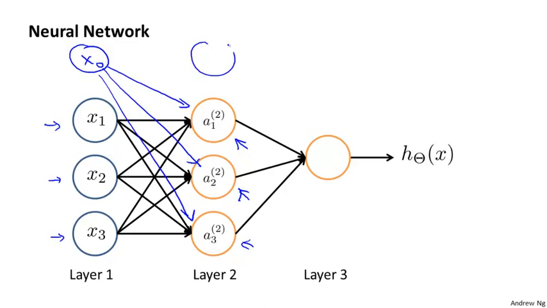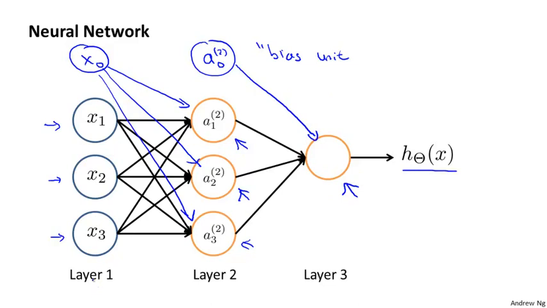And once again, we can, if we want, add in this A0 and add an extra bias unit there that always outputs the value of 1. And then finally, we have this third node at the final layer that outputs the value that our hypothesis h of x computes.